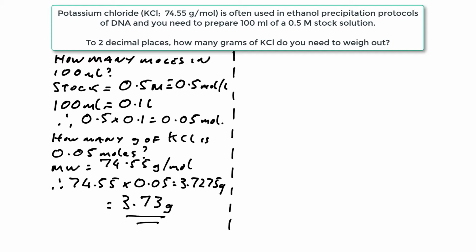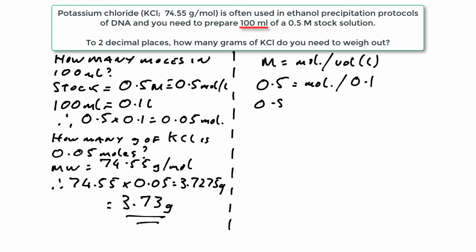Now the alternative way of working this out is to use equations. We know the equation for molarity is equal to the number of moles divided by the volume in litres. We know that the molarity of the solution is 0.5 molar, and this is equal to the moles divided by the volume, which is 0.1 litres. So therefore 0.5 multiplied by 0.1 is equal to the number of moles. Therefore the number of moles is equal to 0.05 moles.